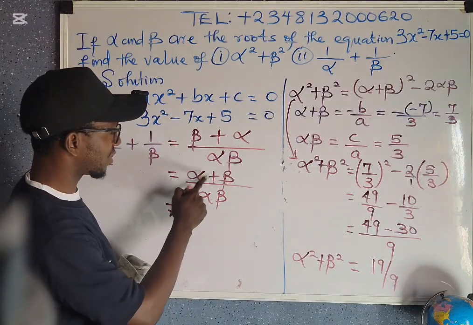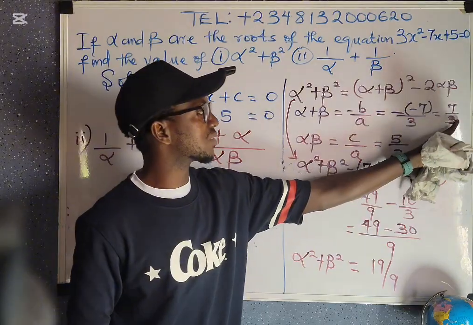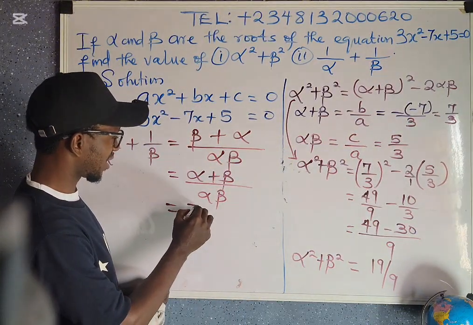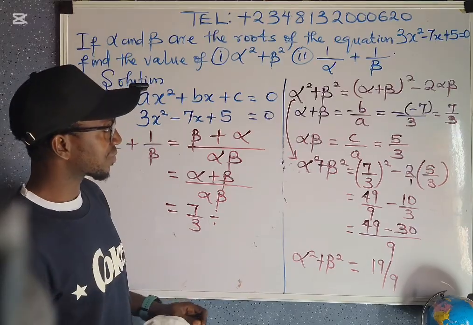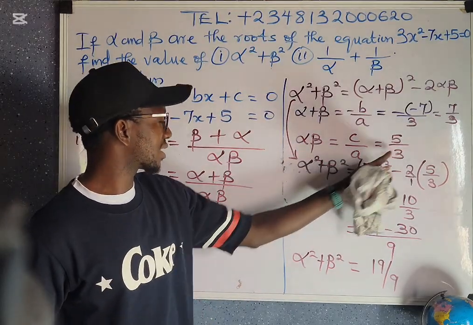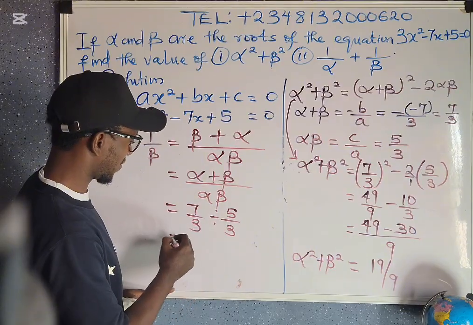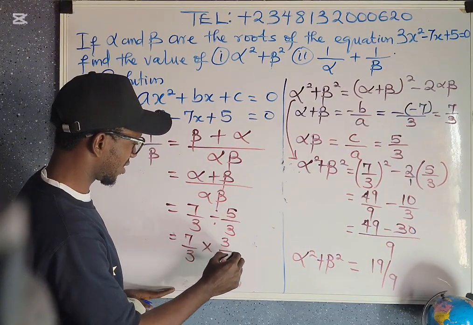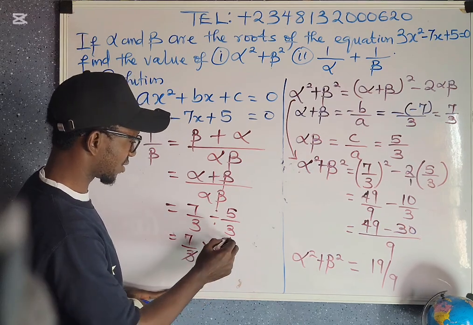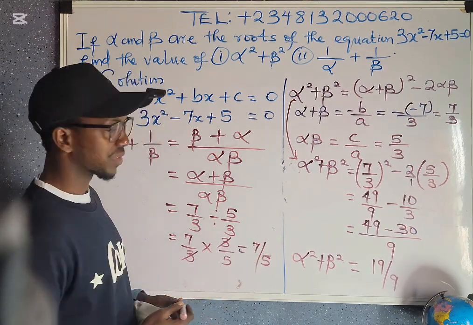Now that we have established this, our alpha plus beta in this question is 7 over 3. So we can say alpha plus beta is 7 over 3. The division sign is there. Our alpha beta, which is at the denominator, is 5 over 3. So from here we can say 7 over 3 times 3 over 5. 3 cancels 3. And our final answer is 7 over 5.